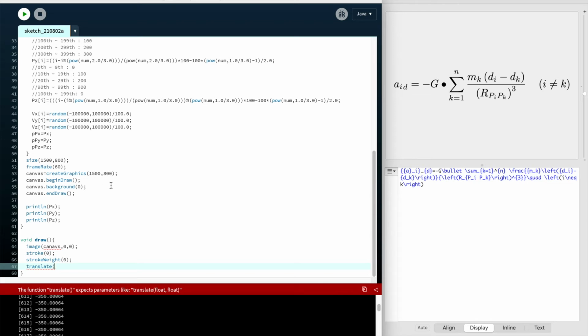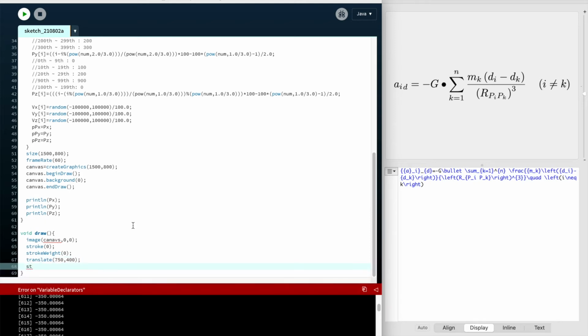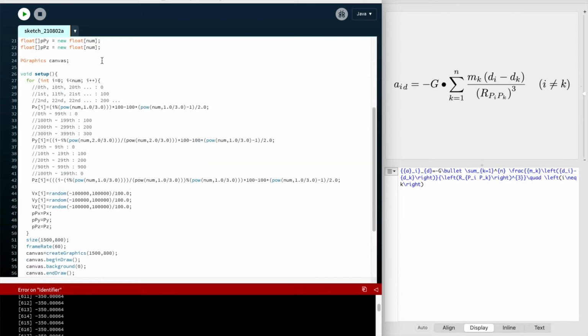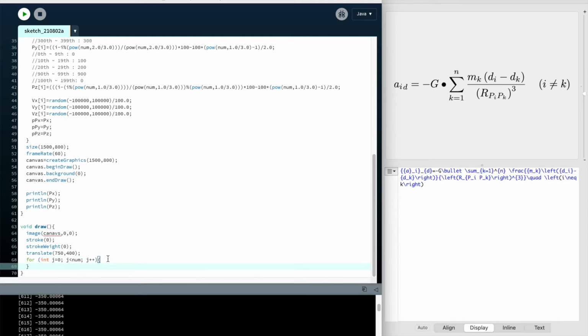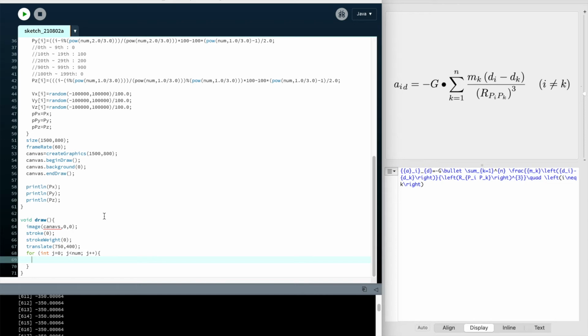So 750, 400. That's going to be it. And then for int, because we already used j it doesn't really matter, but to be sure, just use j in this loop. So j is 0 all the way to num.